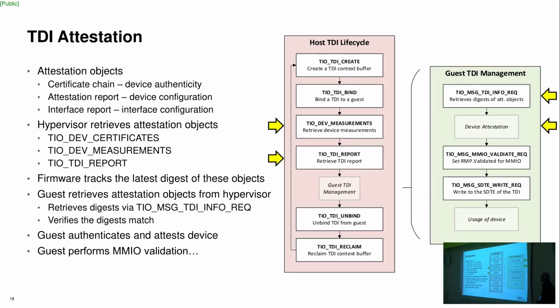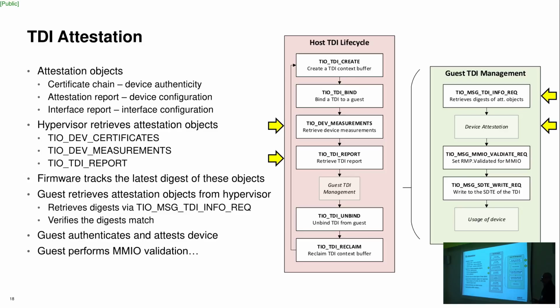So attestation, which is a fun topic, we have three basic objects for attestation. We have the device's manufacturer certificate chain. We have an attestation report that's defined by SPDM and to a large degree by the device itself. And then we have an interface report, which is defined by the TDISP specification that describes the interface configuration, largely the MMIO ranges. We have some commands to retrieve those, and the hypervisor will retrieve them and hand them to the guest.